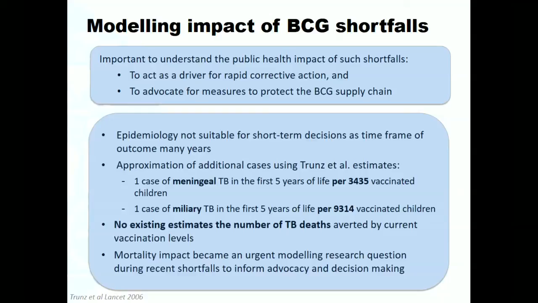Using data that was available from TRUNS, it's possible to approximate the number of additional cases that may occur, but there were no existing estimates of the number of TB deaths that are currently averted by vaccination, and therefore of the mortality impact from shortages. So this became an urgent modelling question during these shortfalls.